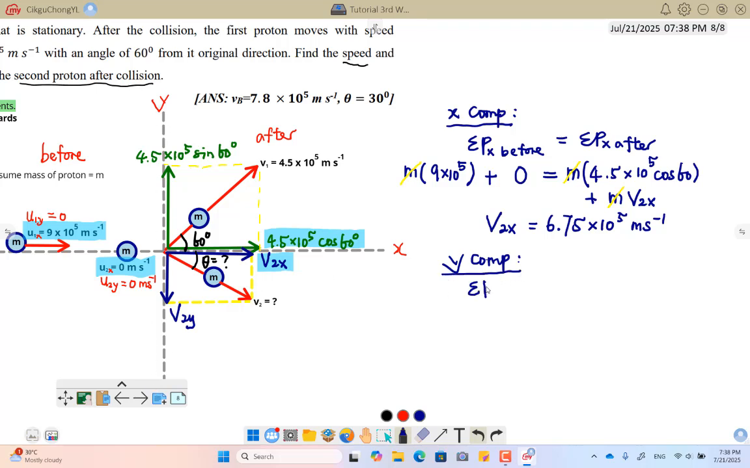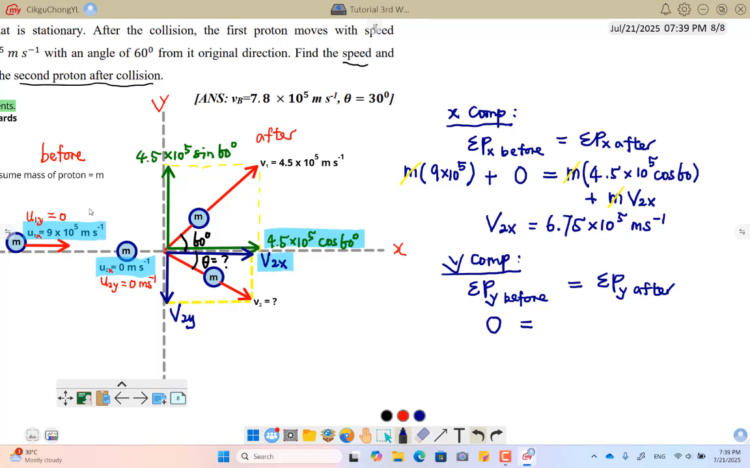So again, we are going to apply the conservation of momentum. So now the total momentum along the y component before collision must equal the total momentum along the y component after collision. Okay, so if we refer to the diagram, the first proton is moving rightwards before collision. There is no y velocity component for the first proton and also for the second proton. It means that the total momentum along the y axis before collision will be 0.